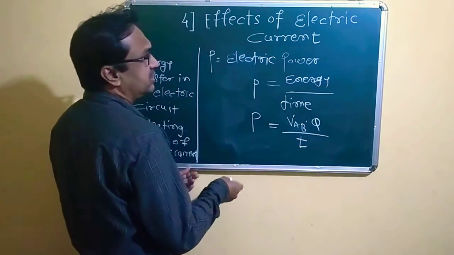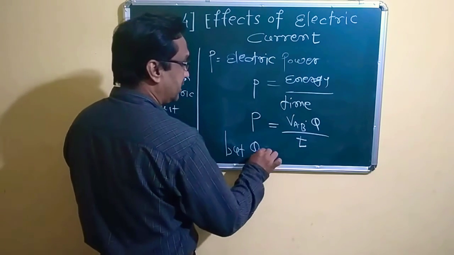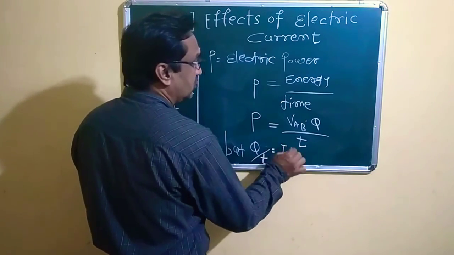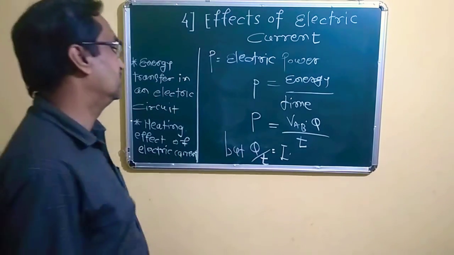But we know that Q upon T is equal to I.